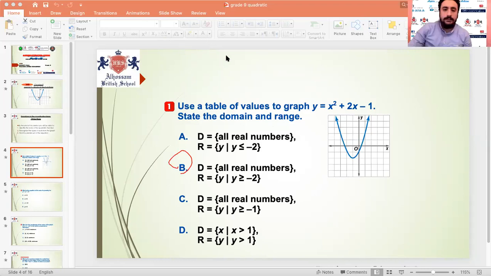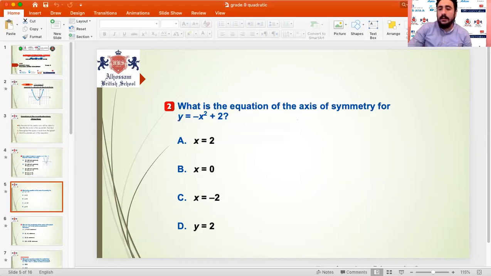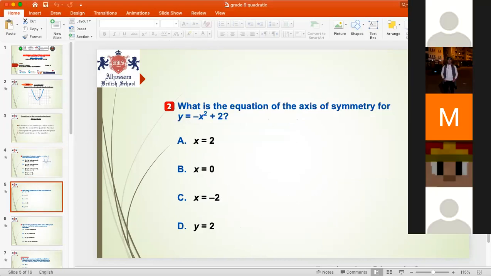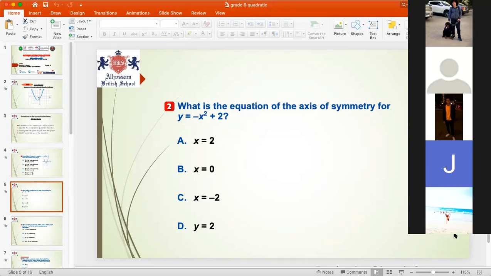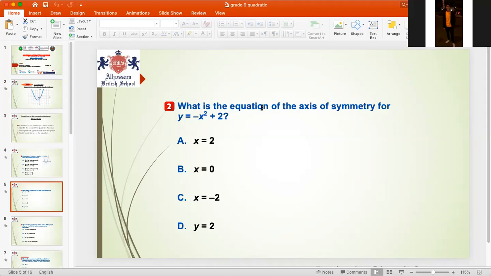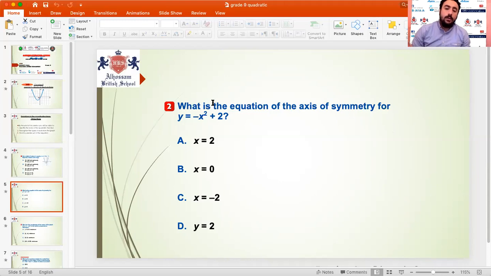Let's take another example. Okay, so let me ask someone like Yusuf Ahmed or Mazen. Okay, Mazen. Mazen, do you hear me? Yes. Okay, Mazen. According to this question, Mazen, what is the equation of axis of symmetry for y equal -x power 2 plus 2?